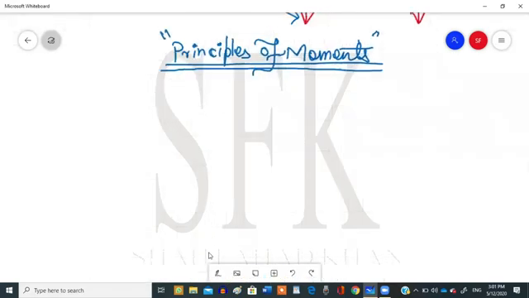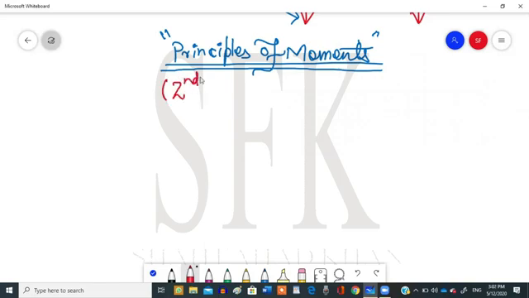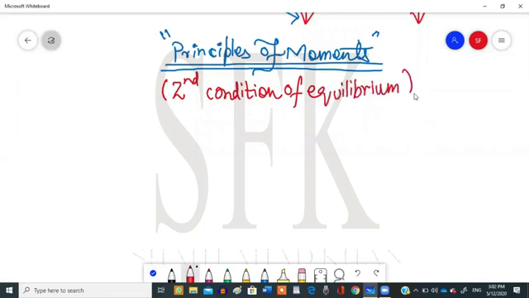The thing that's new in here is that principles of moments is the second condition of equilibrium. I'll tell you what the first condition is in a bit. So first of all, what is equilibrium? Anything is in equilibrium if it fulfills the two conditions. It will be clear just in a bit.